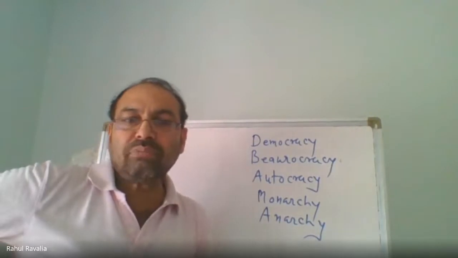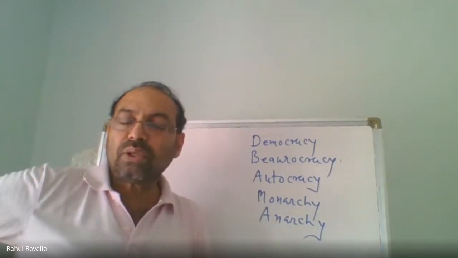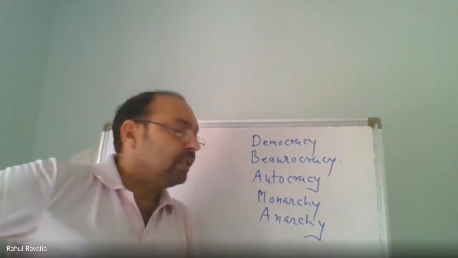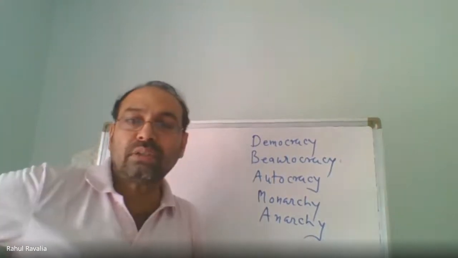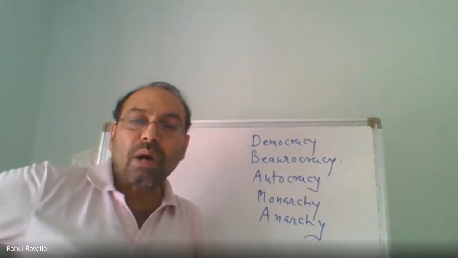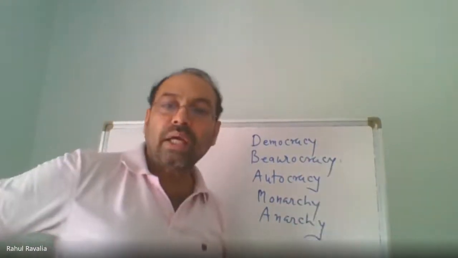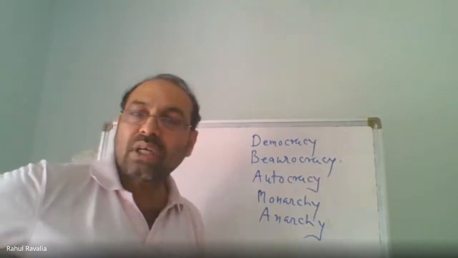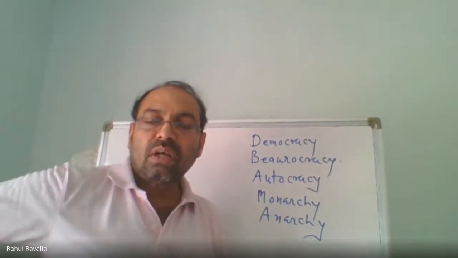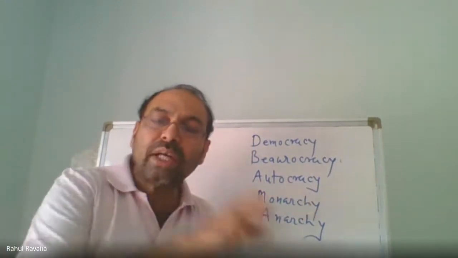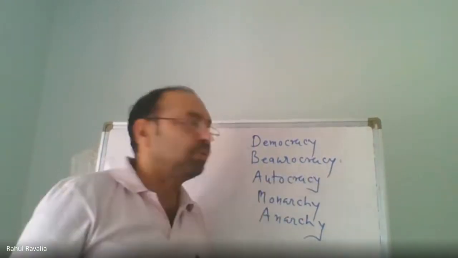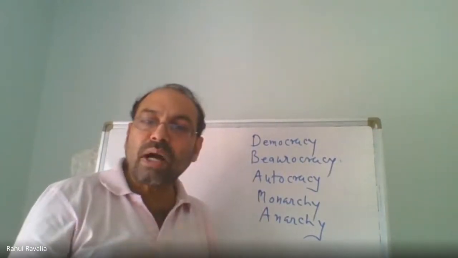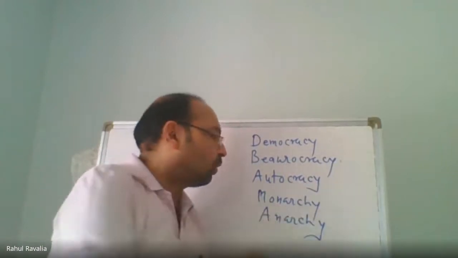The first one is very familiar to you, democracy, as we call it, Lokshahi. It is for the people, by the people, and of the people. And the English translation of democracy is rule by people. Bureau means officials. So if the government is dominated by the officials, then it is called bureaucracy. Auto means single person. If a government is ruled by a single person, then it is called autocracy.